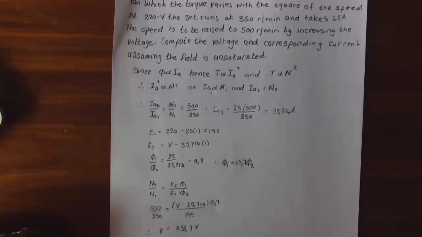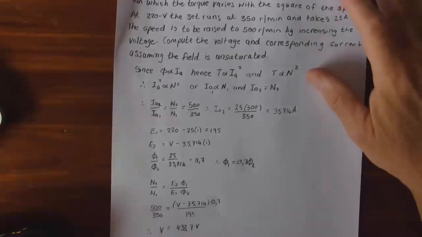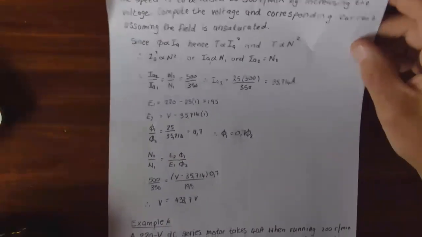N2 over N1 is E2 flux 1 divided by E1 flux 2. It's 500 over 350 is V minus 35.714 times 0.7 divided by 195. That gives us a voltage of 438.7 volts.